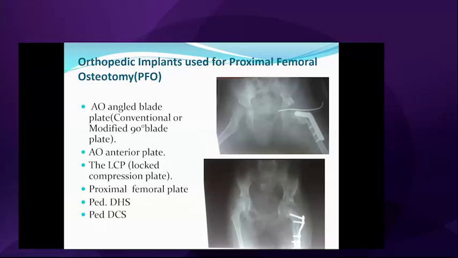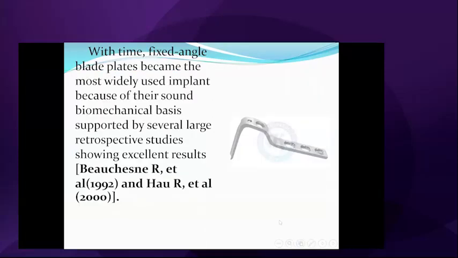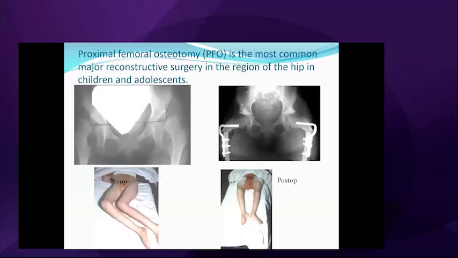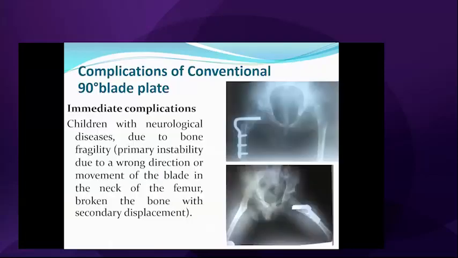We use a lot of implants in proximal femoral osteotomy, like the pediatric DCS, pediatric DHS, PD-LOC, the femoral plate, and the LCB plate, but the blade became the most widely used implant because of its sound biomechanical basis, supported by several large retrospective studies showing excellent results. Proximal femoral osteotomy is the major and most common osteotomy in pediatric patients.